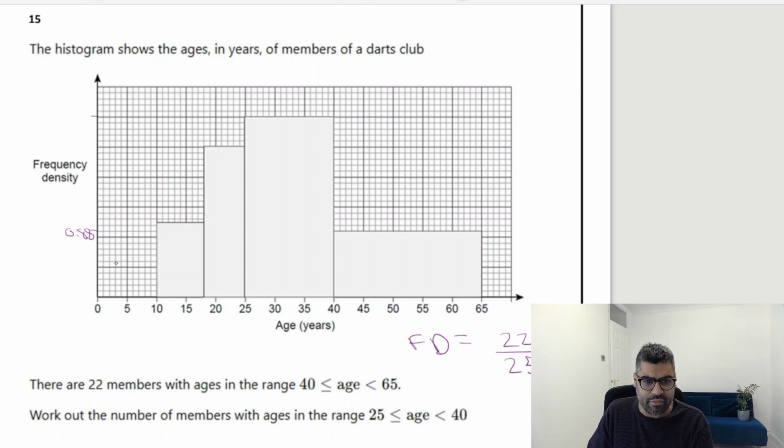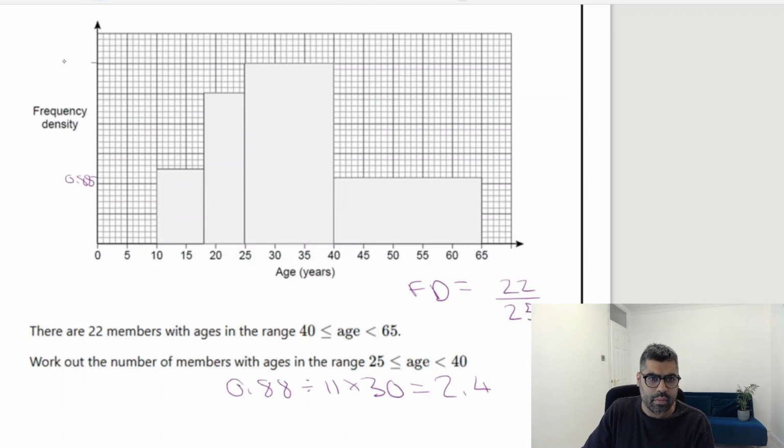So we have 5, 10, 15, 20, 25, 30. So we're going to do 0.88. We're going to divide that by 11 and times that by 30, which gives us 2.4. Then to do the final step, which is simply work out the frequency, we're just going to do 15 times by our 2.4, which gives us 36 members.